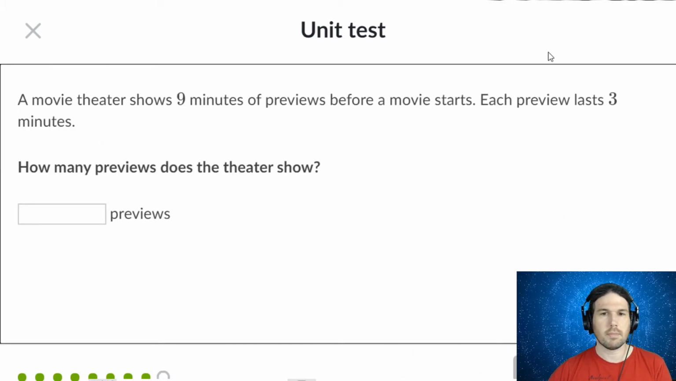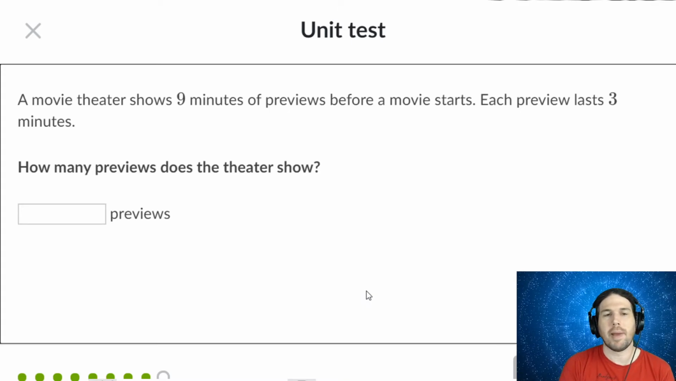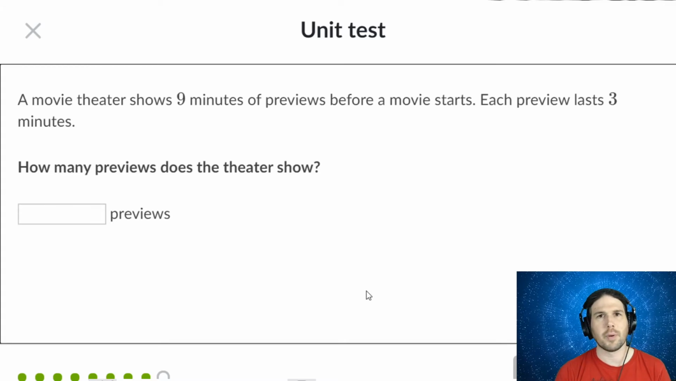Last question. A movie theater shows... Oh, man, do you remember movie theaters? Those were the days. I never even really liked going to movie theaters, but now I miss it so much.